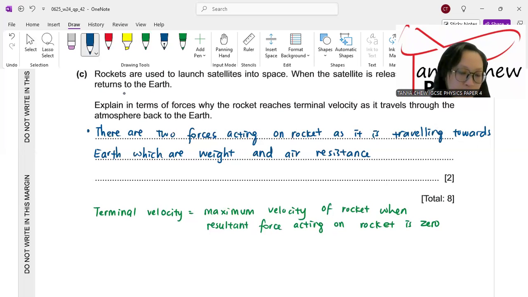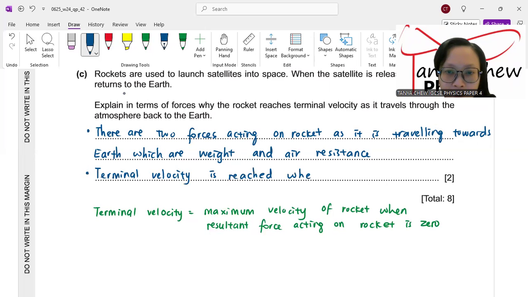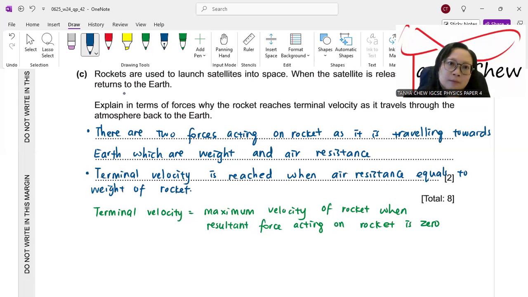Right. Terminal velocity, I say terminal velocity is reached when air resistance acting on the rocket equals to weight of rocket. So because air resistance is the force that opposing the motion of the rocket, and the weight is going downwards. So air resistance is acting upwards. So upward force is balanced by the downward force. That is why the rocket will move at terminal velocity.